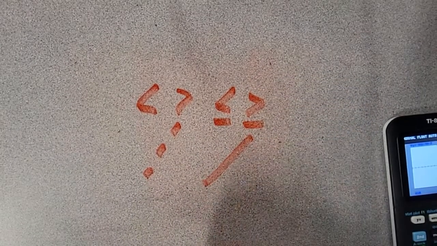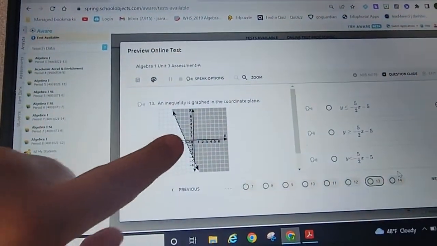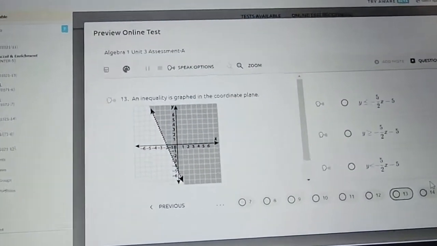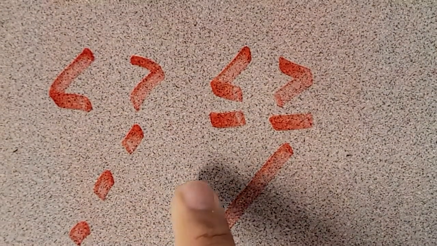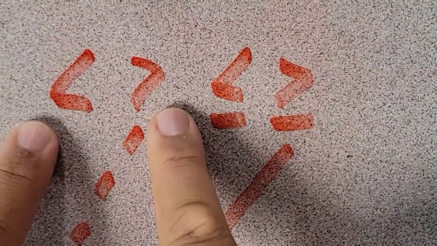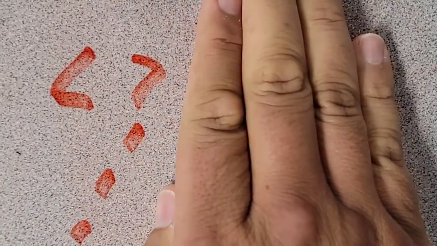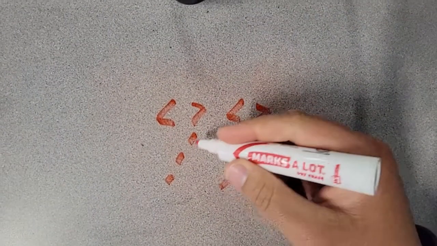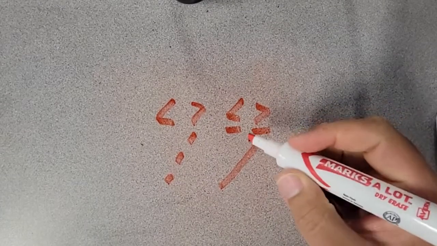So you don't have to worry about which direction the graph is going. You just have to look at the symbols. So on number 13, all right, look at your question. This is a dotted line. If it's a dotted line, that means that you have to use one of these symbols. So look at your answers. If it has these symbols, you have to get rid of them. All right, eliminate those first.